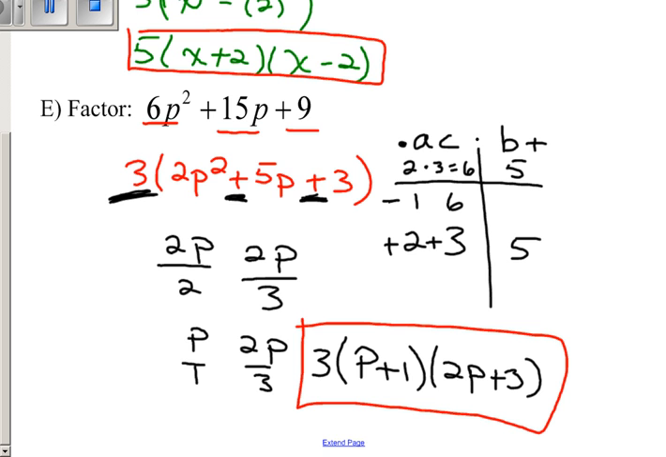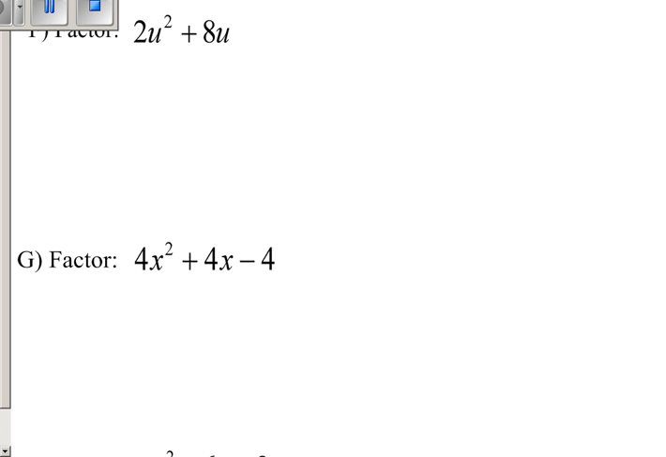Let's go ahead and do our last three examples. So first we want to factor 2u squared plus 8u. Again, is there a common factor in 2u squared and 8u? I have a common factor of 2, but I also have a common factor of u. If I factor 2u out of 2u squared, I'm left with 1u. If I factor 2u out of 8u, I'm going to be left with 4. So I get 2u times u plus 4.